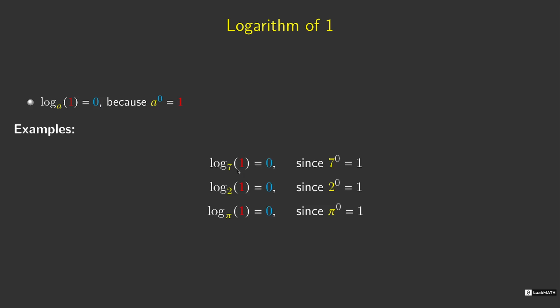We have log of 1 to base 7 is 0. Why? Because 7 raised to 0 equals 1. So asking the question, what exponent of 7 produces 1? It is 7 raised to 0. What exponent of 2 produces 1? It's 0, because 2 raised to 0 equals 1. What exponent of pi produces 1? It is pi raised to 0. Okay? So I hope that makes it clear. So that's the logarithm of 1.